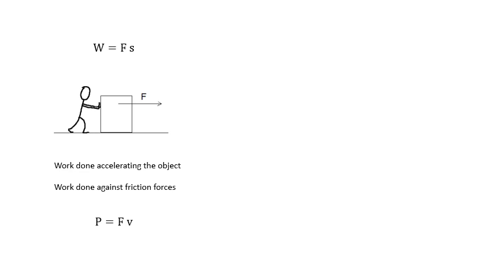Now, power is force times velocity. So power is the rate of doing work, so basically the work done in a certain time, and if you divide by time on both sides of the equation, well, displacement over time is velocity. So we get power is force times velocity.